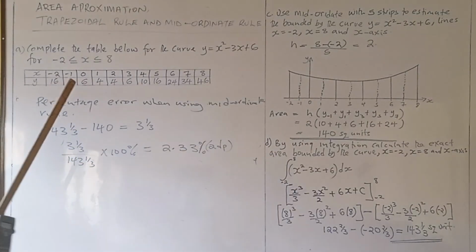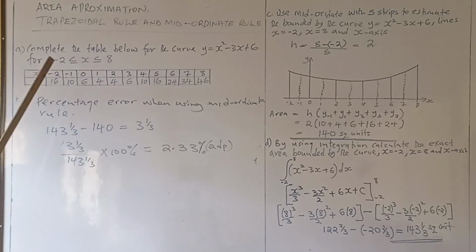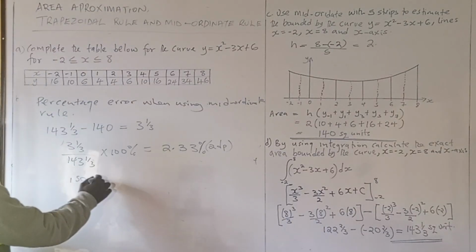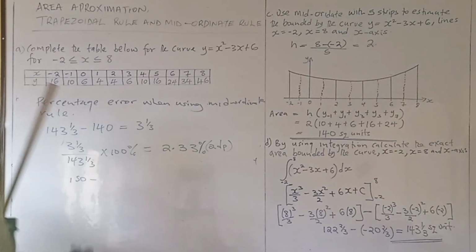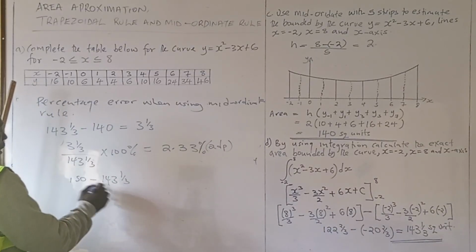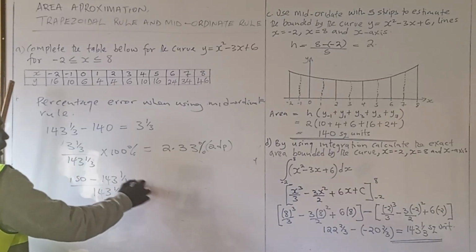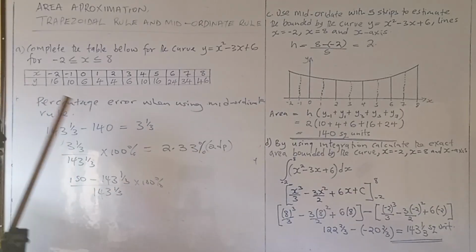So that is how you get it. If it is a percentage error in the trapezoidal rule, it will be 150 minus the actual value, 143 1/3, divided by the original value, which is that, times 100%. You also get the value.